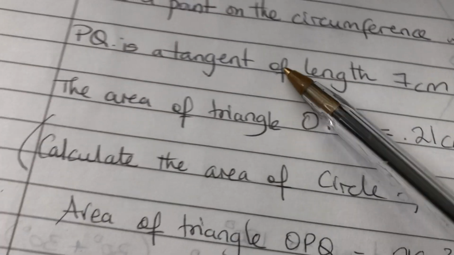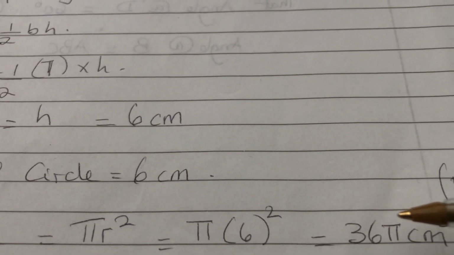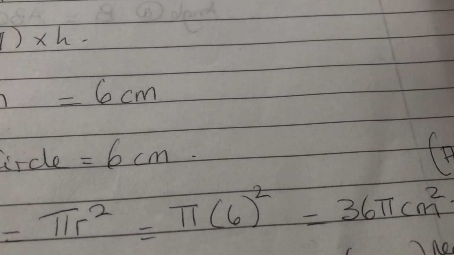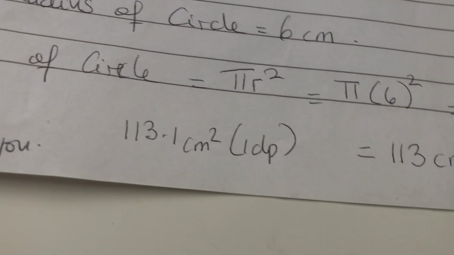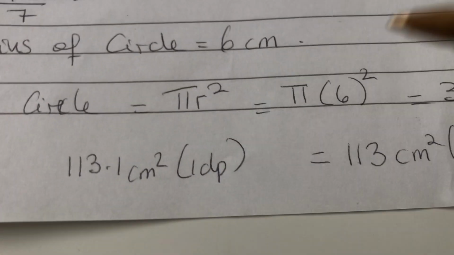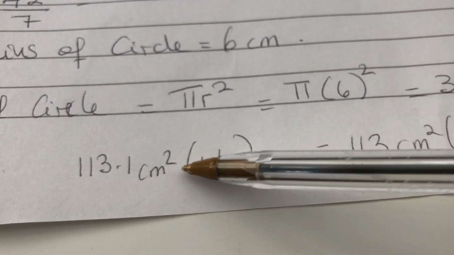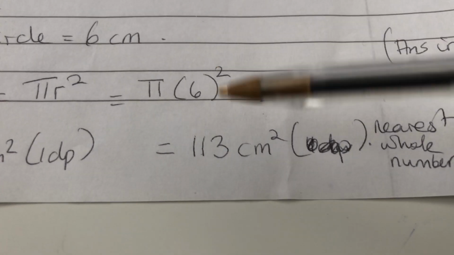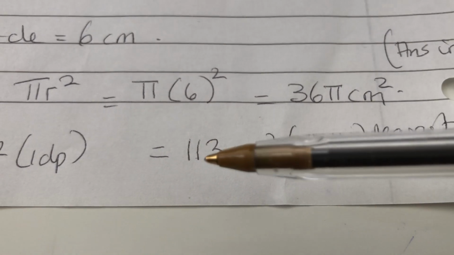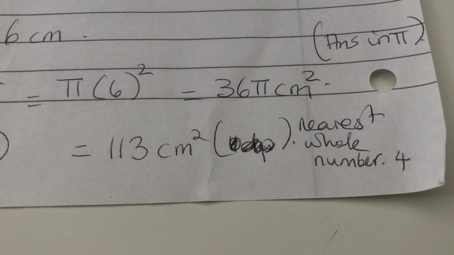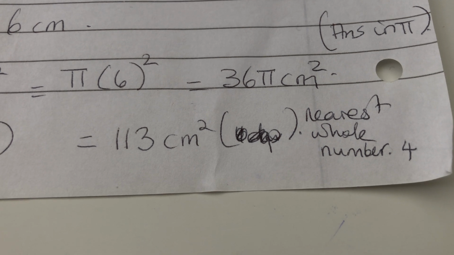Okay, we have 7 centimeters here. So the area of the circle will be 36 pi centimeters squared if you are supposed to leave the answer in pi. But if you are not leaving the answer in pi and we have the calculator, then to one decimal place it is 113.1 centimeters squared. To the nearest whole number, it will be 113 centimeters squared. Okay, so that will be our answer there.